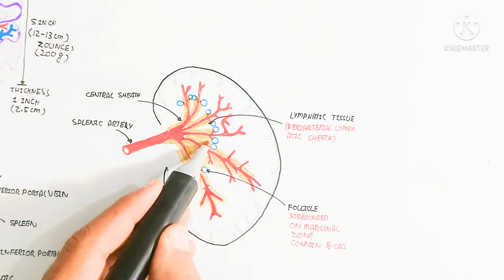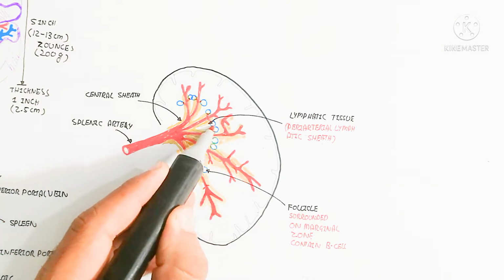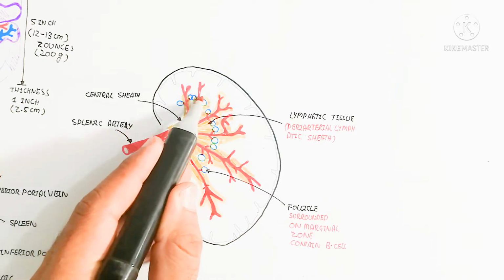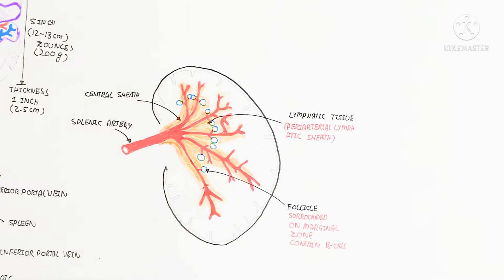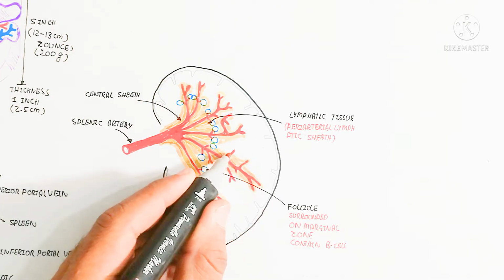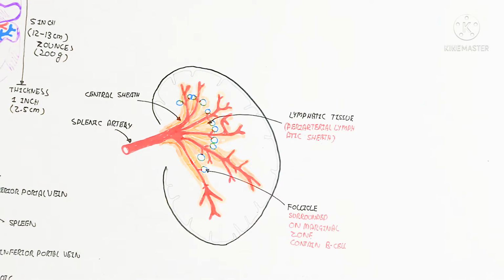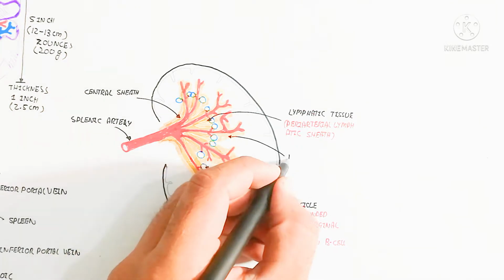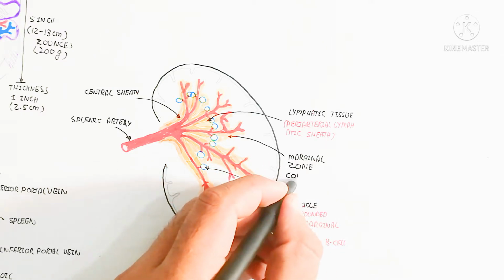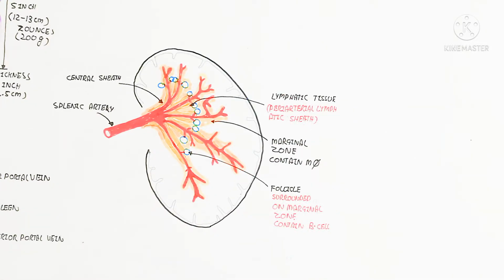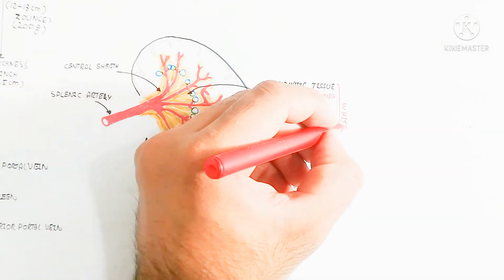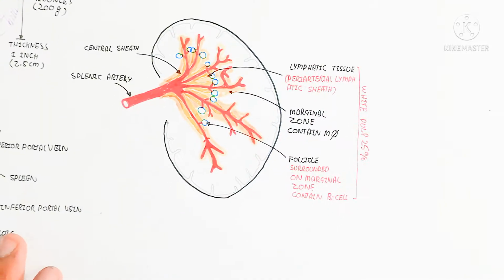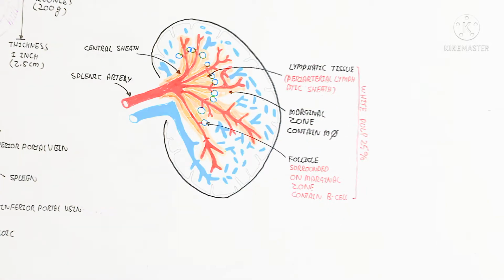I am drawing it here, looks like this. So this is the marginal zone, which is different compared to the lymphatic tissue. Basically, this is part of the lymphatic tissue. And here you can see the marginal zone contains macrophages. So what is the marginal zone? The marginal zone is basically making the white pulp. In this way, you can see that the marginal zone also contains a follicle. In this diagram, you can understand as well. So here is the white pulp, 25%.